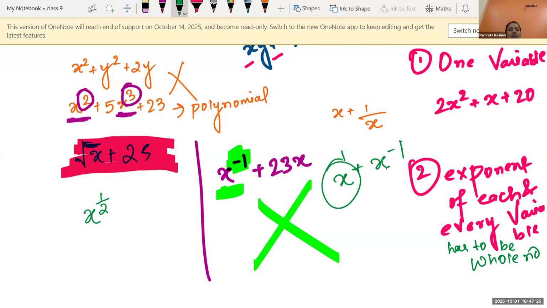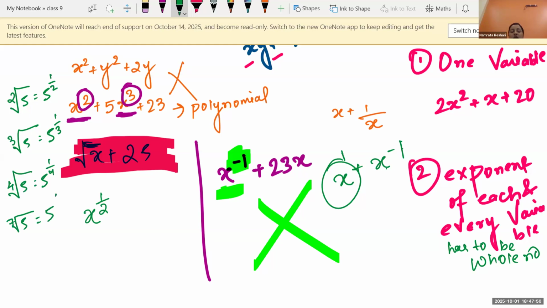Cube root can be written as power 1 by 3. If you have the square root of 5, you can write it as 5 to the power 1 by 2. If you have the cube root of 5, you can write it as 5 to the power 1 by 3. If you have the fourth root of 5, you can write it as 5 to the power 1 by 4. And if you have, let's say, the seventh root of 5, you can write it as 5 to the power 1 by 7. Are you understanding?